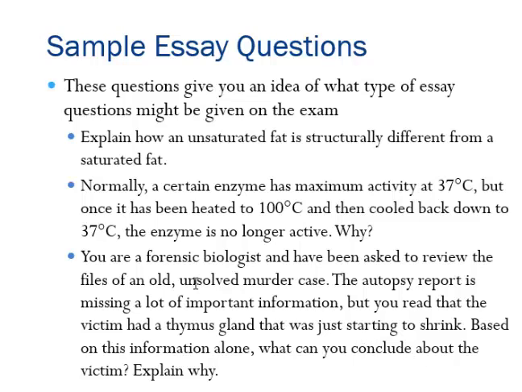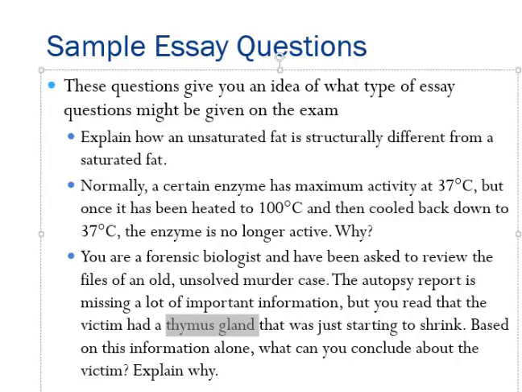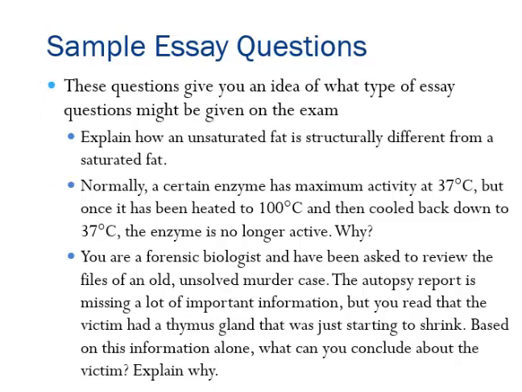Number 3: you're a forensic biologist who's been asked to review the files of an old unsolved murder case. The autopsy report is missing a lot of information, but you read that the victim had a thymus gland that was just starting to shrink. Based on the information, what would you conclude about the victim? Well, if you remember, the thymus gland, which is located near the heart and the lungs, is a key organ in the immune system. It produces T cells. T cells are produced and mature in the thymus. So you might conclude that the victim had a reduced immunity to pathogens, reduced immunity to outside diseases or other forces outside the body.